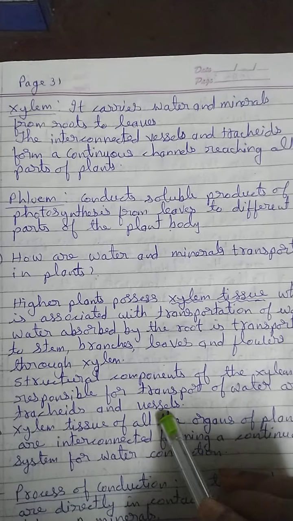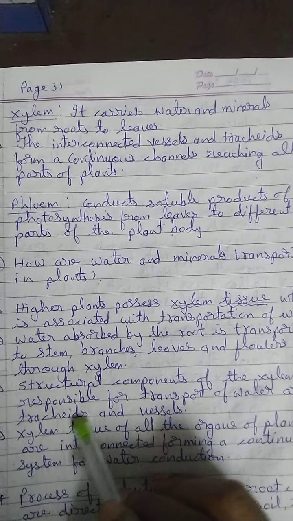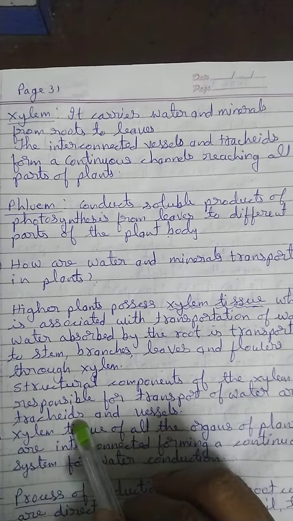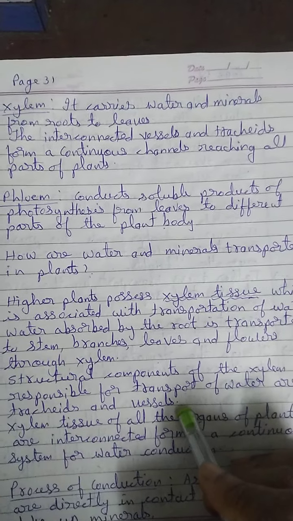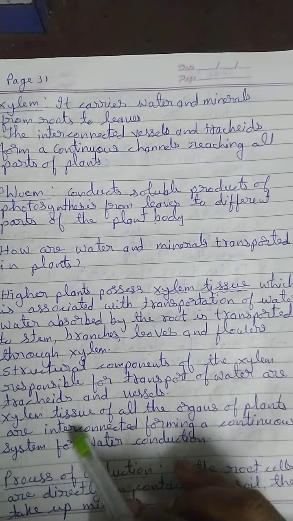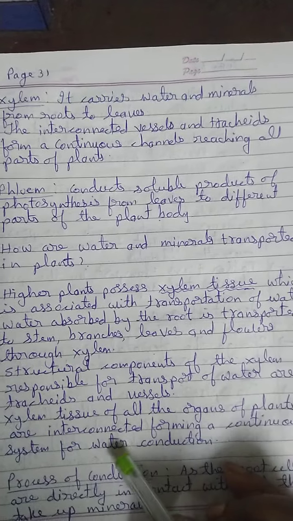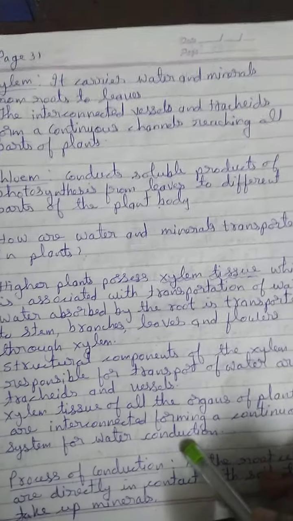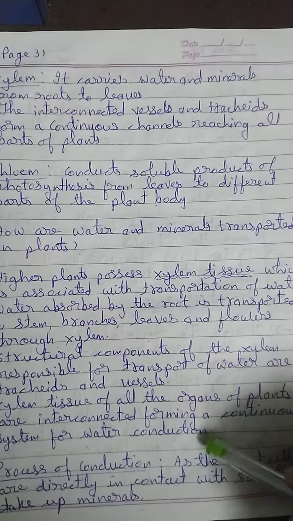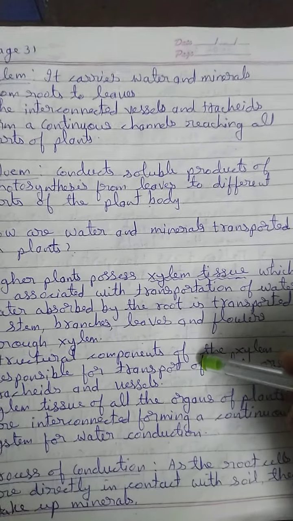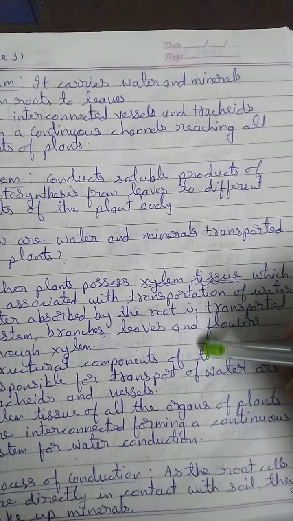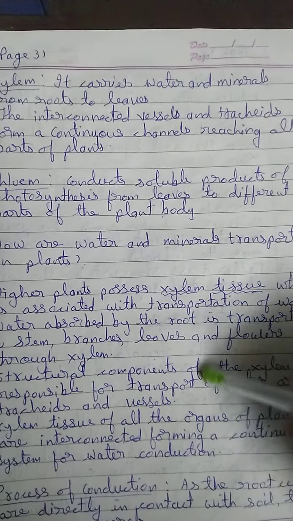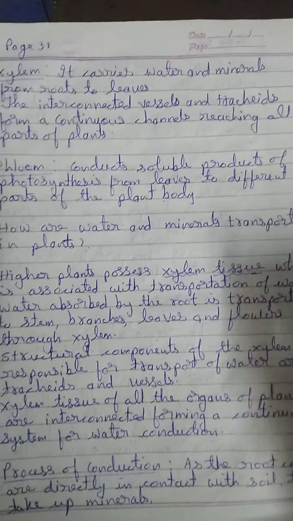Tracheids and vessels. Now, tracheids are mostly present in the lower plants like herbs, and vessels are there in the shrubs and trees. The xylem tissue of all the organs of the plants is interconnected, forming a continuous system for water conduction. As I told you, the xylem tissue of the root is connected with the xylem tissue of the stem, and the xylem tissue of the stem is connected with the xylem tissue of the leaf. So all the organs' xylem tissue is interconnected.